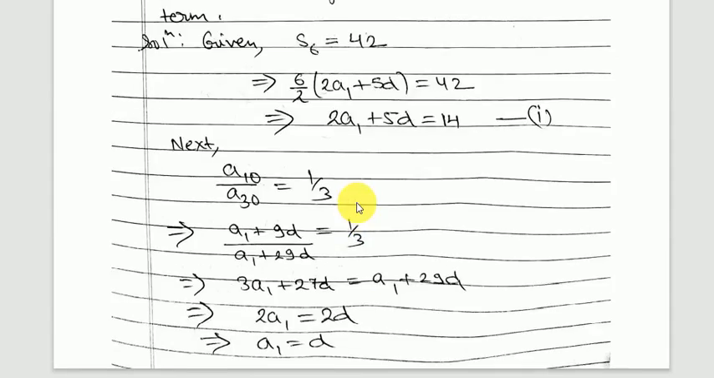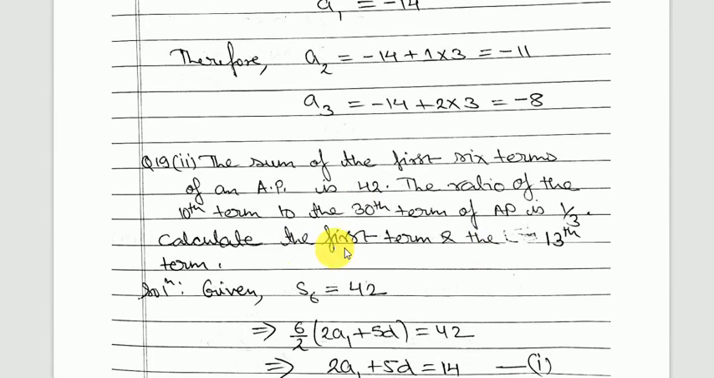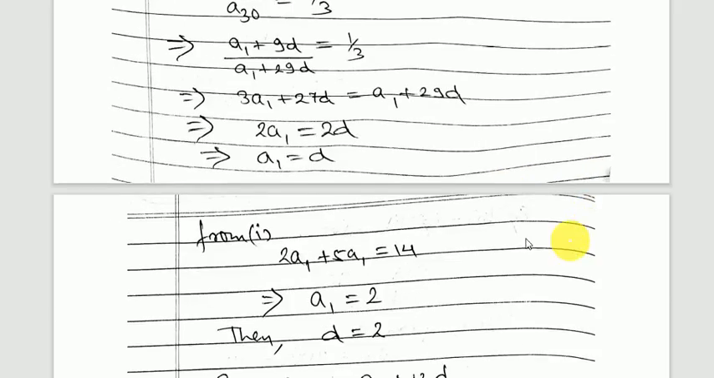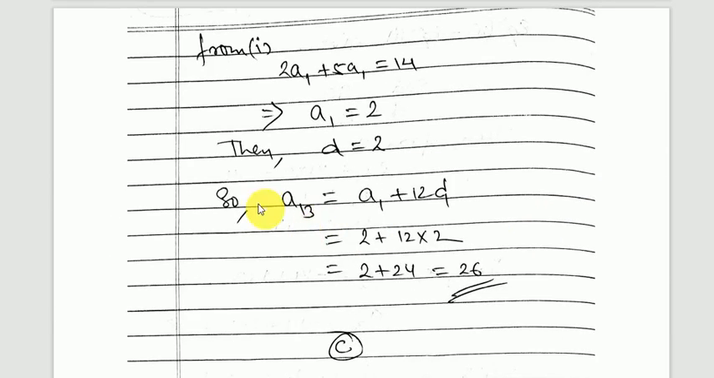And they want you to calculate the first term and the 13th term. So the first term is found. Now the 13th term: A13 is equal to A1 plus 12D. So simply put in the values and you will get the answer.